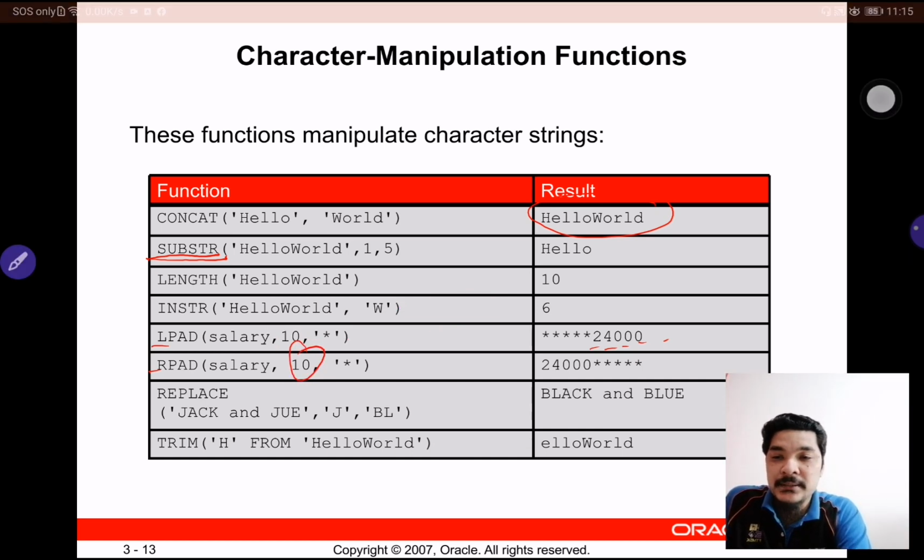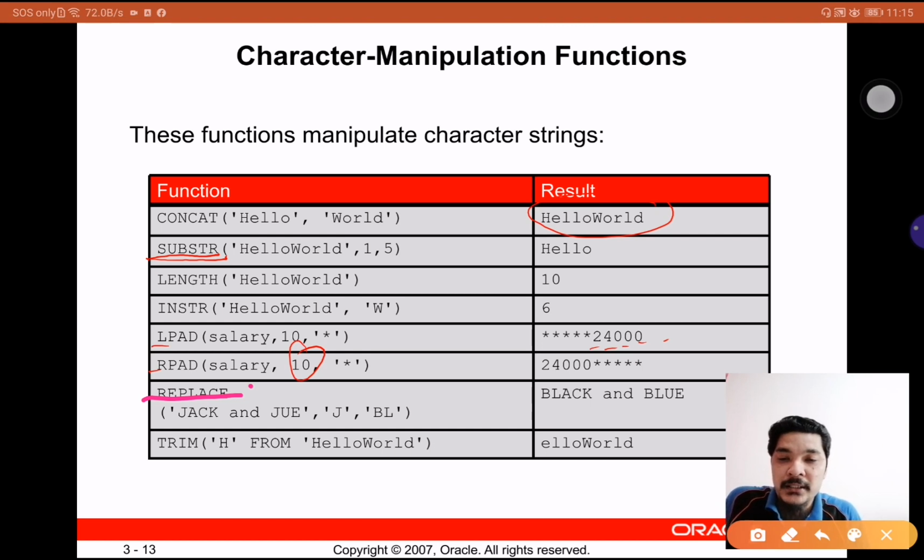Replace. What is replace? Jack and Ju. Jack and Ju is the original character here. So what happened here? J will be replaced by the case BL. If in this SQL, whatever case that is based on J, it will be replaced by BL. I repeat again.